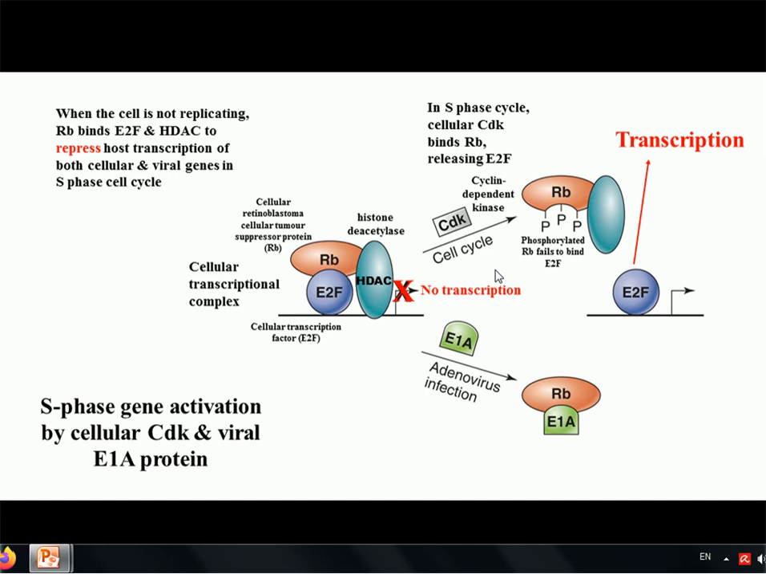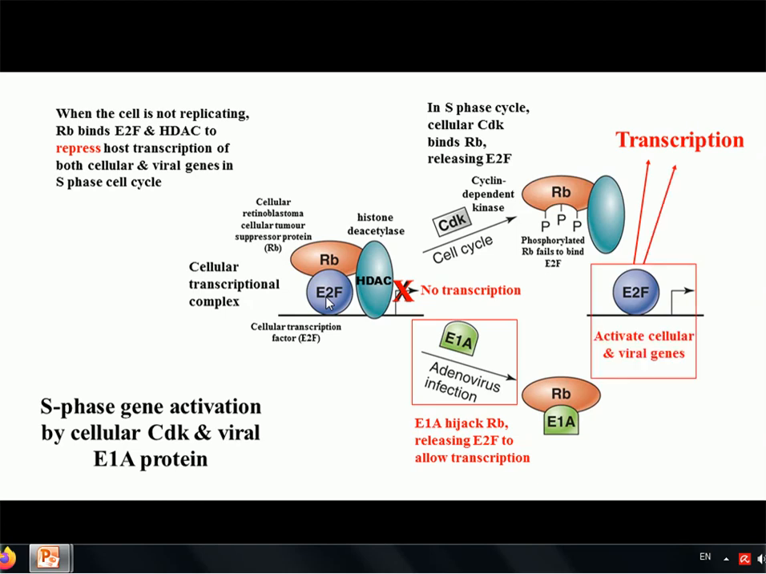However, how does the adenovirus initiate DNA replication and also transcription in the host? The adenovirus has this E1A protein. This E1A protein will bind to the RB. Once it binds to the RB, it is just like hijacking the RB protein. Once it hijacks the RB protein, the E2F will be released. The presence of E2F will initiate transcription. By this, transcription and replication will happen in the host, so it can force the host cell to make the viral proteins.